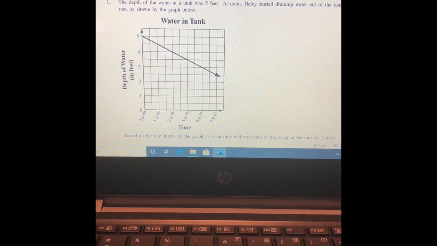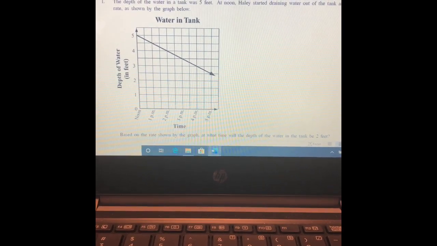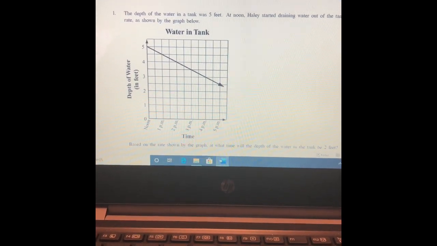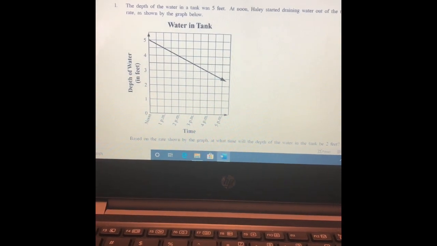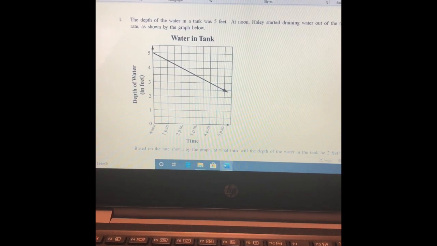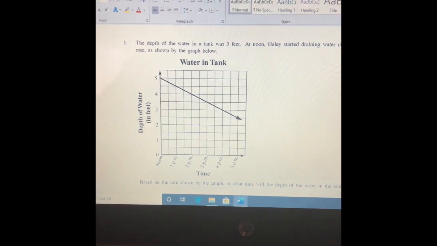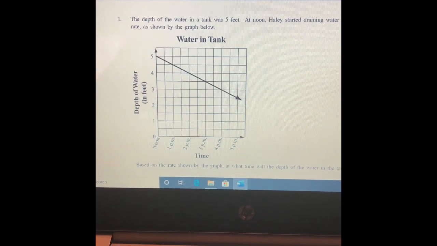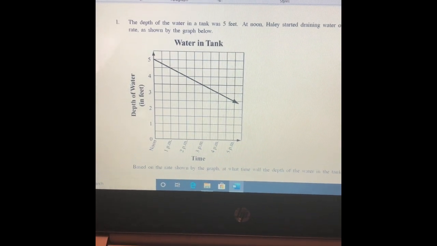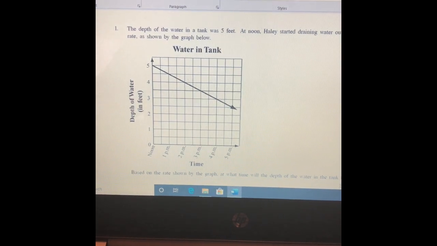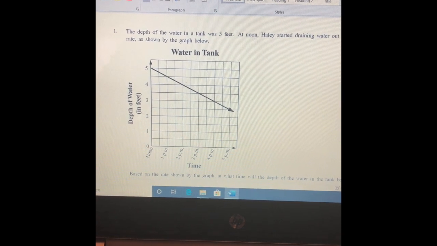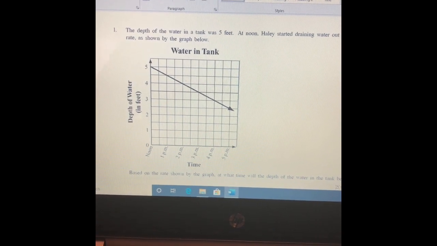All right, the last question. The depth of the water in a tank was 5 feet. At noon, Haley started draining water out of the tank at a rate as shown by the graph below. Based on the rate shown by the graph, at what time will the depth of the water in the tank be 2 feet? So, taking a look at this graph, it's starting at noon and about 5 feet, not exactly 5 feet. And at 1 p.m., it's down to 4.5 feet. So it's halfway between 5 and 4, which is 4.5 feet. So it's dropping half of a foot every hour.